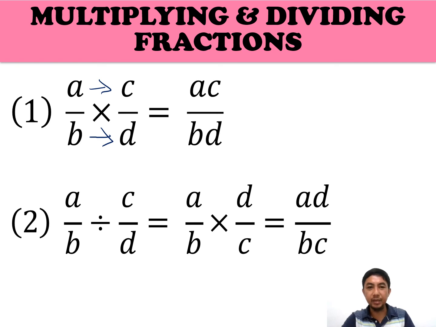For the division, you are given A over B divided by C over D. What we are going to do is just copy the dividend, and then we get the reciprocal of the divisor. So yung divisor natin is C over D. So get the reciprocal of that and then proceed to multiplication. And then ganun pa din. Multiply the numerator by numerator, denominator by denominator. And then simplify if possible.